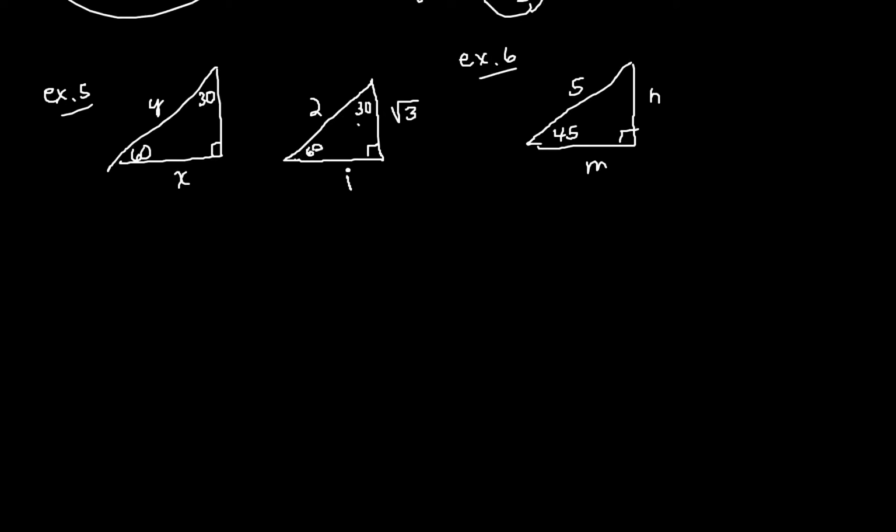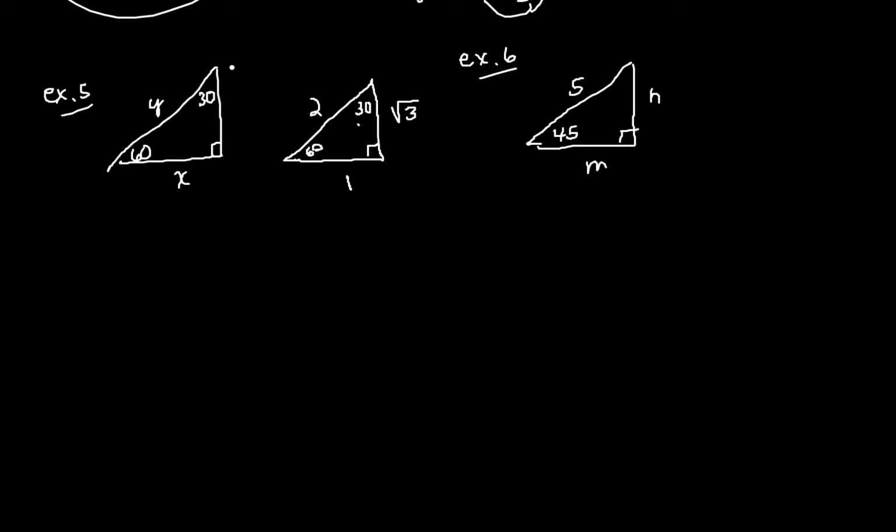1 is always opposite the 30, the hypotenuse is always 2, and the one opposite the 60 is the square root of 3, which is really 1 point something. So the side opposite the 30 is the smallest, the one opposite the 60 is the next smallest, and the one opposite the 90 is the largest.